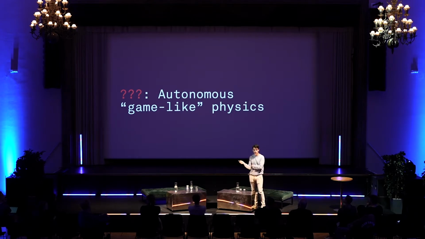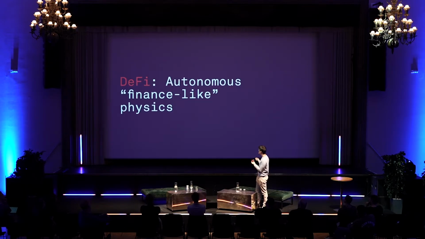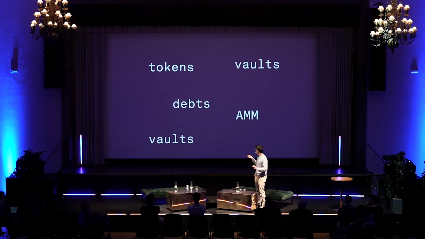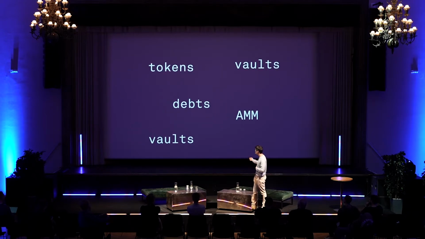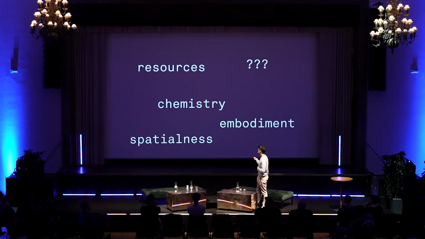Because with the space of physics we're going to explore, we know that autonomy drastically changed the way we think about those systems and the way we relate to those systems. So why are we limiting ourselves to finance-like physics? And you would have things like resources, chemistry, embodiment, spatialness, all the things you don't have right now in finance because it would make the markets inefficient. So what happens if we change the physics?